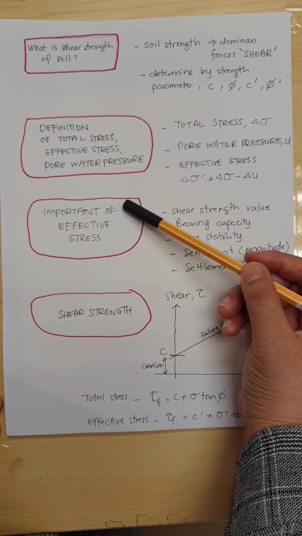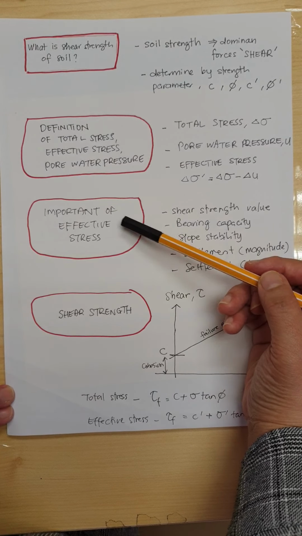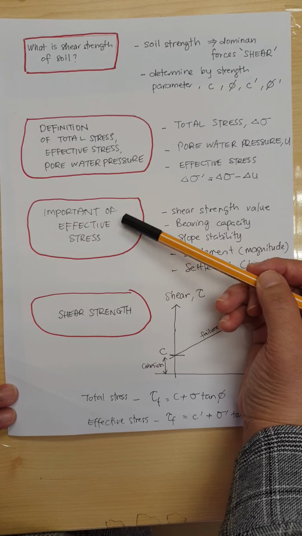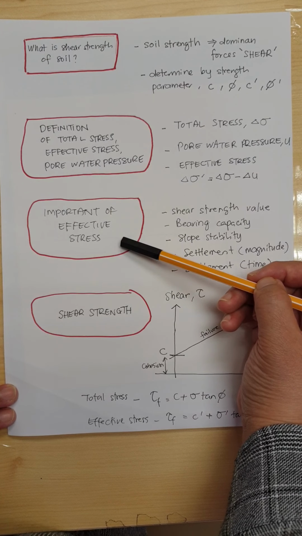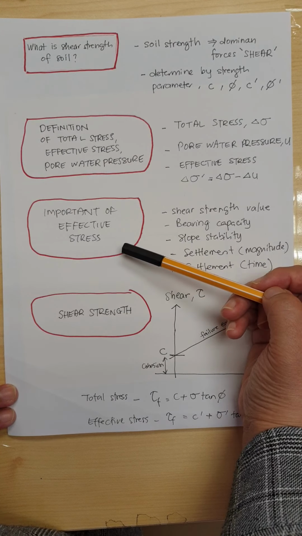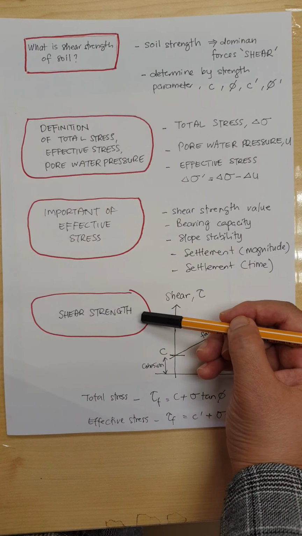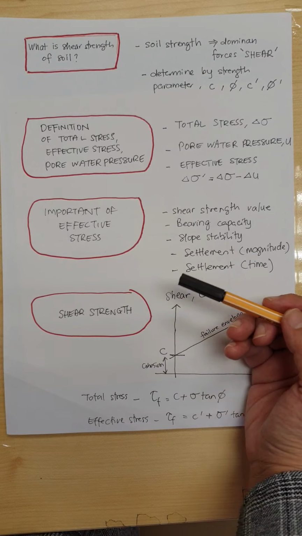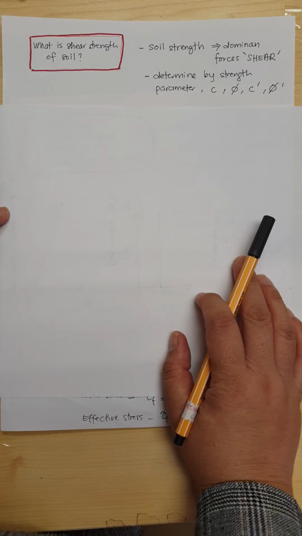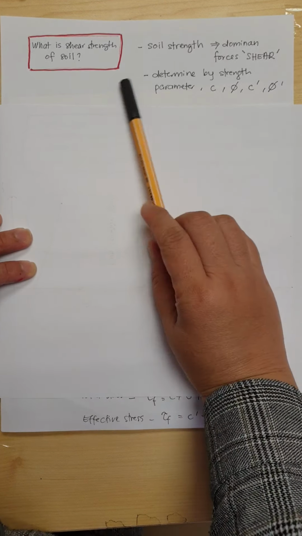The third part will be the importance of effective stress. Why this is very important in our soil mechanics, and the last one will be the shear strength of the soil. So let's begin with what is shear strength of soil.